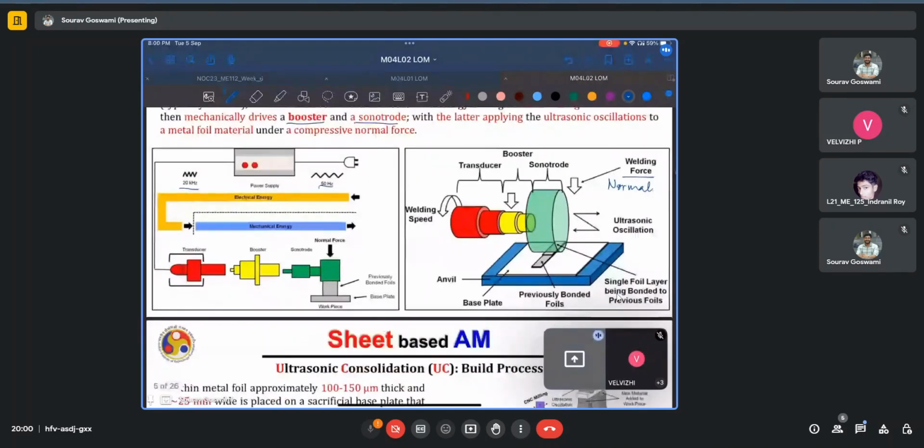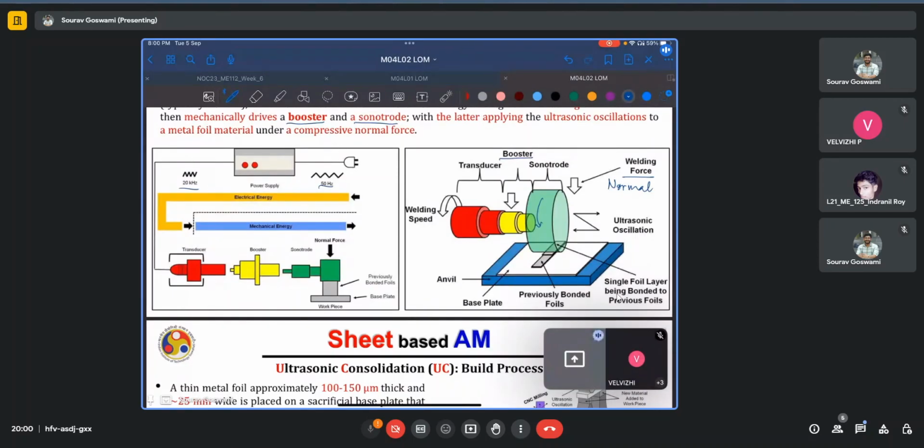Here we have a schematic. The welding speed in this case is actually the speed of rotation of this wheel, which will determine how fast we are going along the weld direction and bonding the metal foil on top of the pre-deposited part. The transducer converts the input electrical energy into those mechanical oscillations. The amplitude of the oscillations is further amplified by the booster, and finally, they are passed on to the metal foil using a sonotrode.